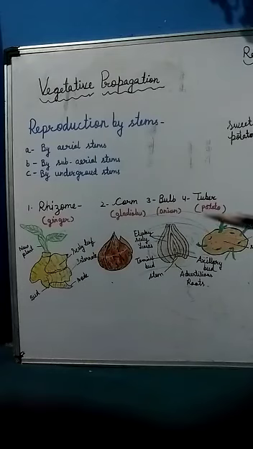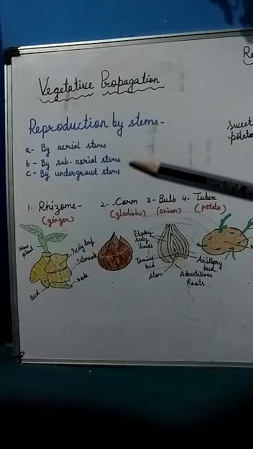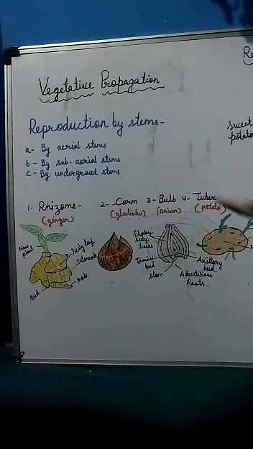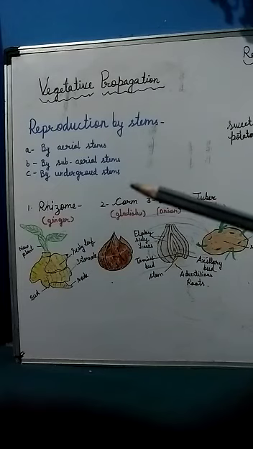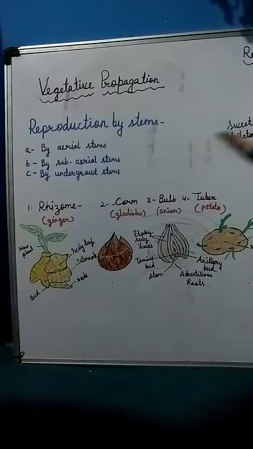Now the next one is by subaerial stem. In some plants, a slender branch comes out from the base of the stem, grows and bends to touch the soil, and it develops roots and buds at the point of contact with the soil. Now the next one is by underground stems.